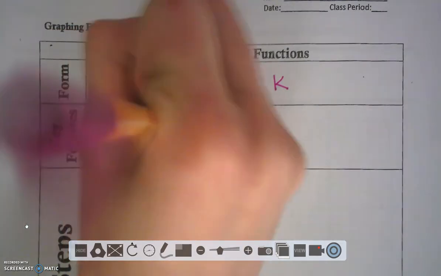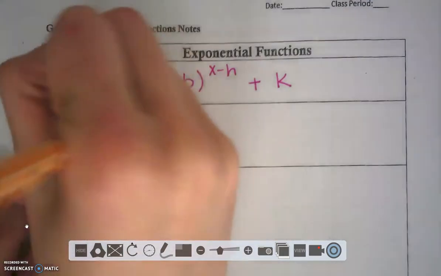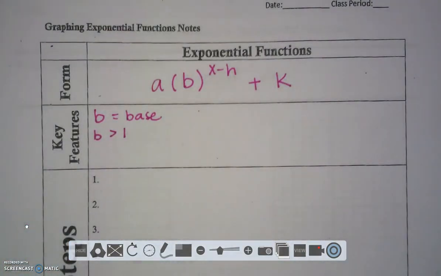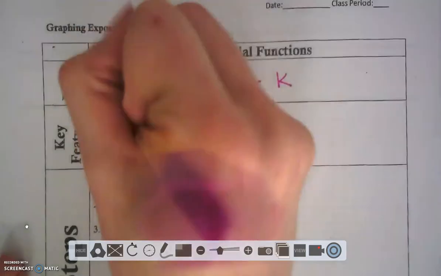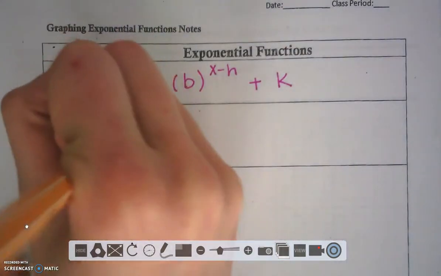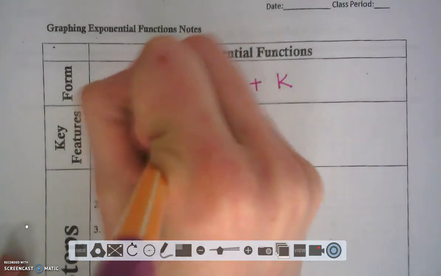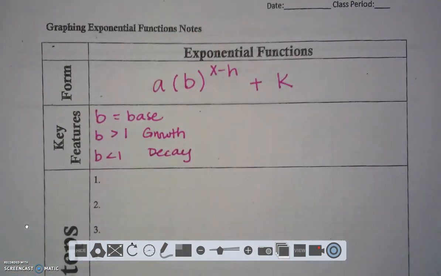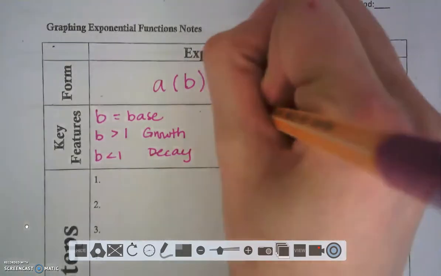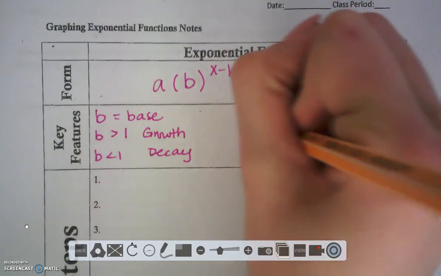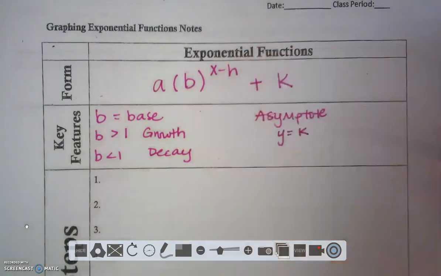And what we want to look for is if my base is greater than 1, what does that have to be? I hope you did answer out loud and say growth. And if my base is smaller than 1, we want to recognize that we should have a decay. The other special feature is our asymptote. And that's a y value at y equals k.